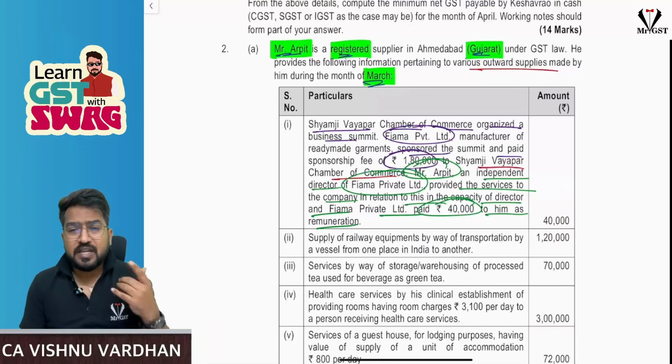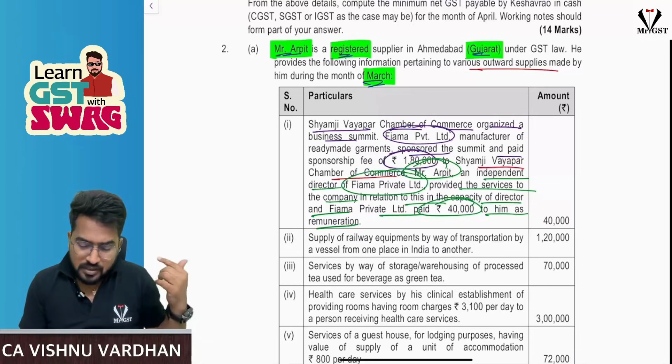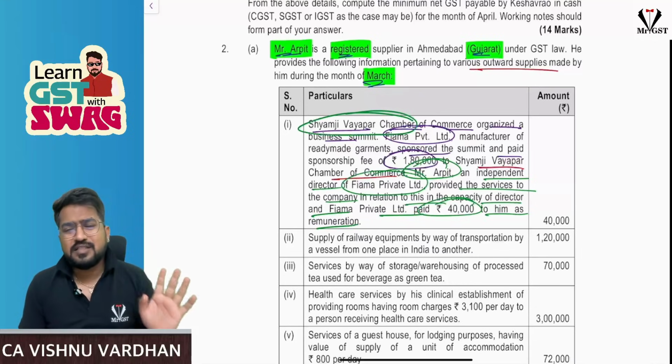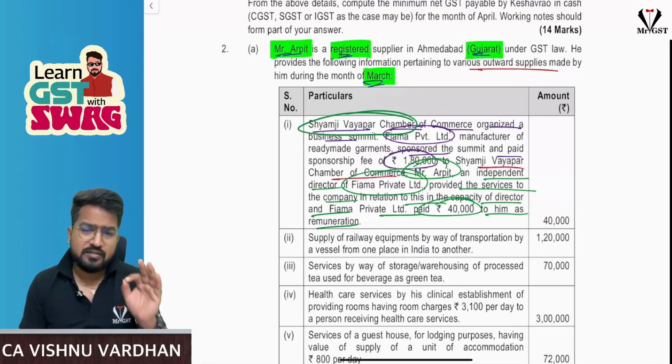He is working in a company as a director. That company is providing sponsorship for an event conducted by Shamji Vyapar. All these things are not relevant for us. So he is providing his services as a director.